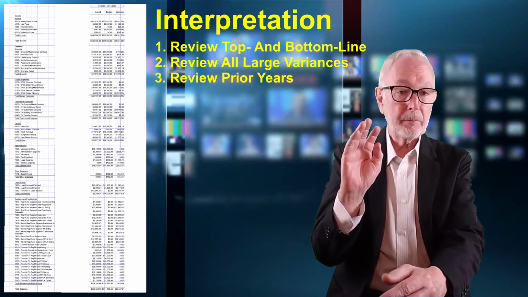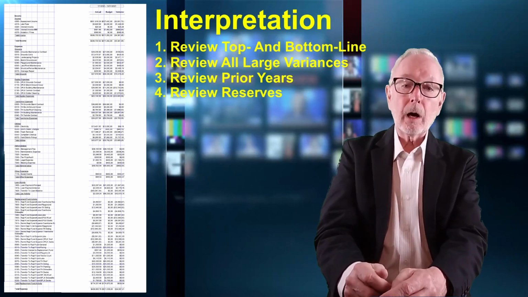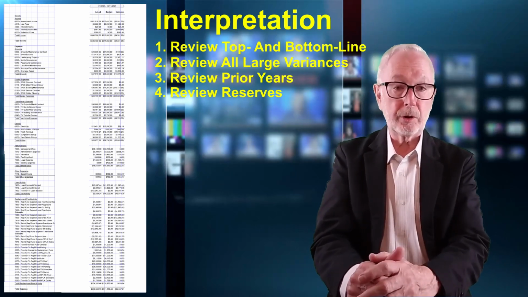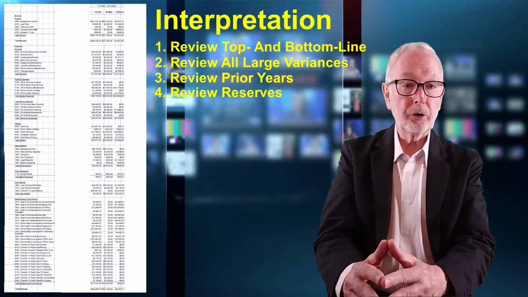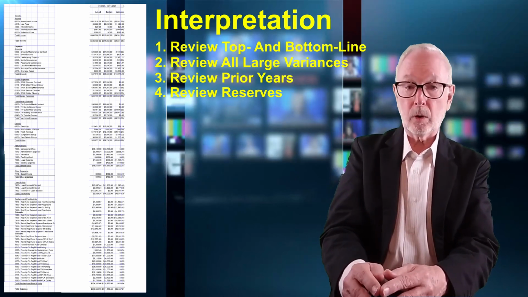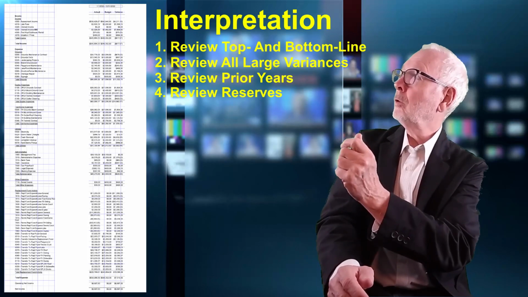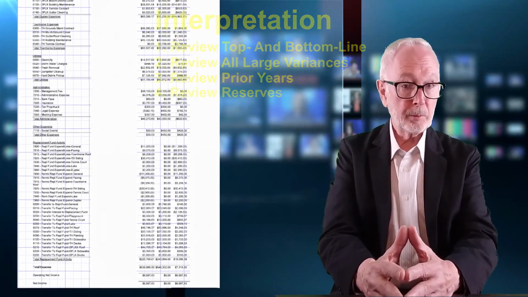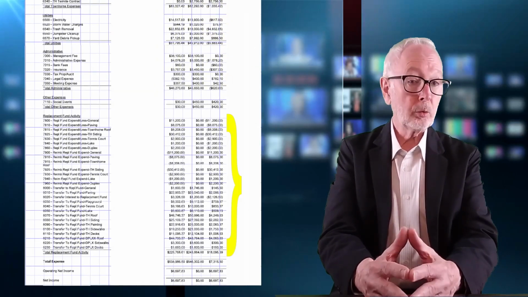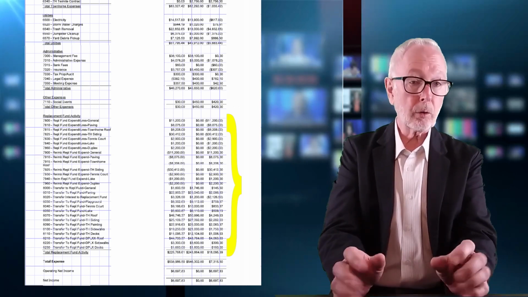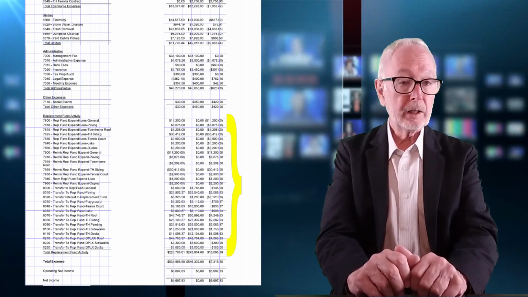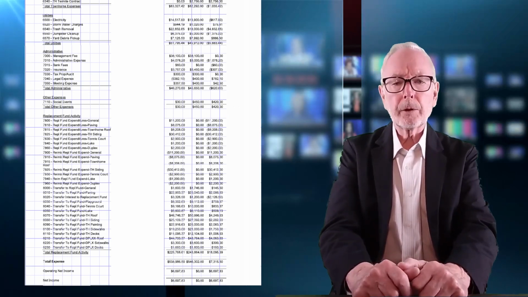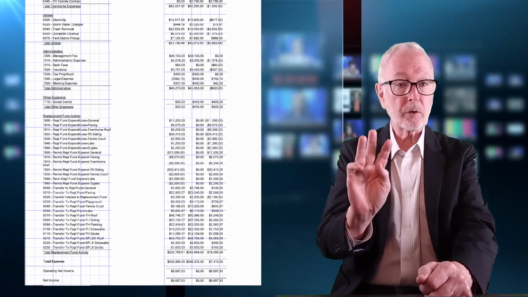Finally, in step 4, I look at the deposits into and withdrawals from the reserves. Now, for this discussion, I'll display the analysis for 2022. This section, the replacement fund activity section, shows the total deposits and withdrawals over the year for each individual reserve fund. For each of these funds, there are 3 categories of transactions.